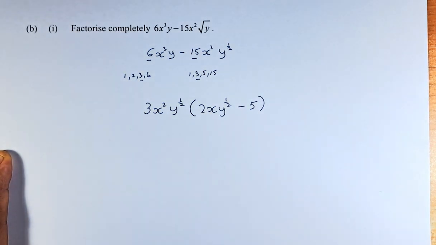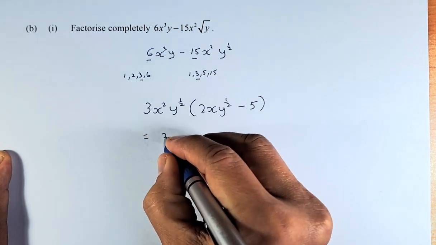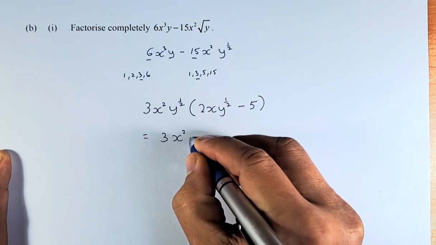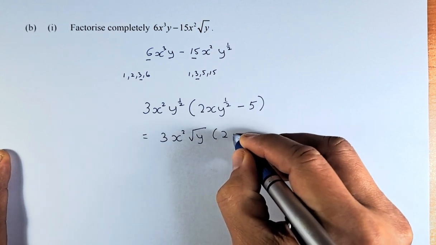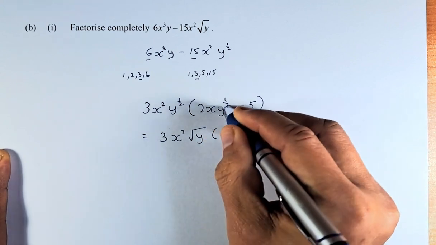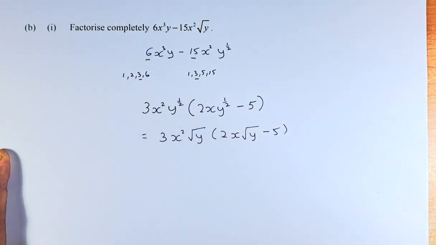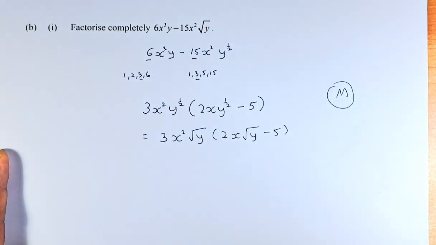So if you want to put it in square root form, you're going to have 3x squared square root of y, bracket 2x square root of y minus 5, because y half is the square root of y. So if you can do that, that's a merit in this paper. Okay, let's do part 2 now.